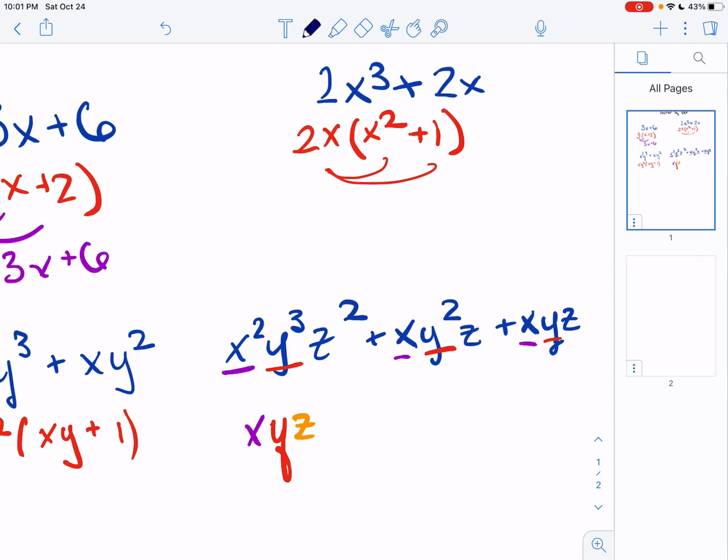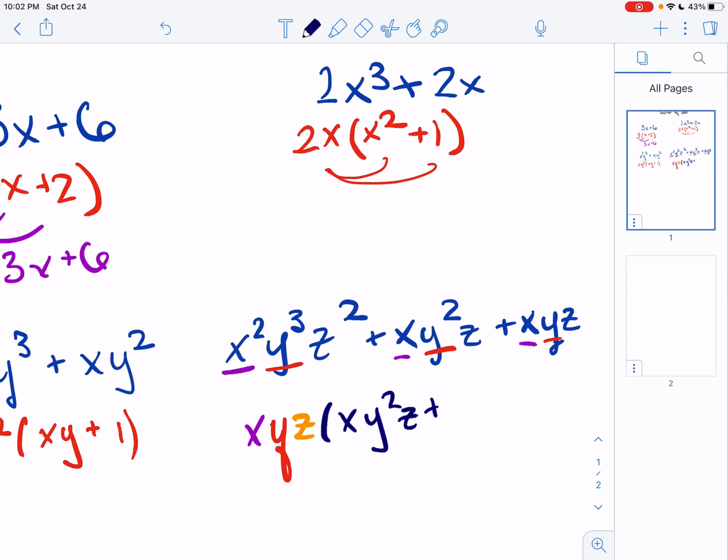So now we have to just write what's left. So we had x squared. We took out 1. We have 1 left. We had y cubed. We took out 1. We have 2 left. We had z squared. We took out 1. We have 1 left. That's the new first term.